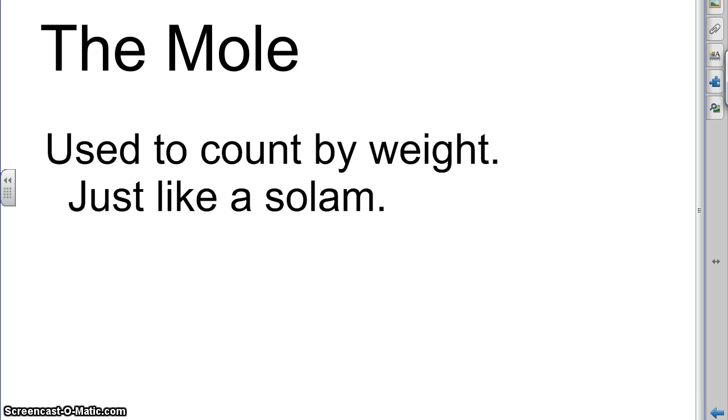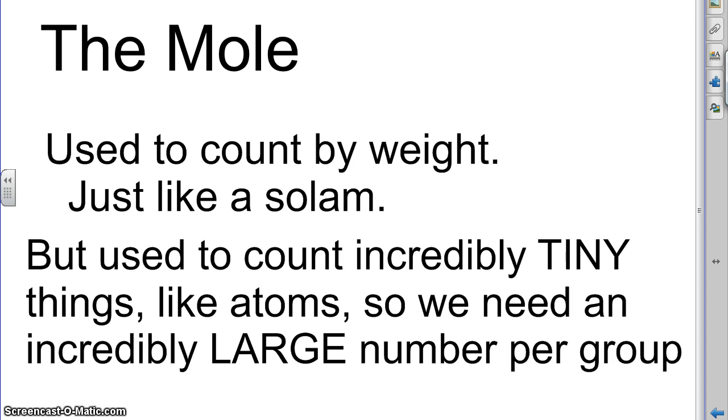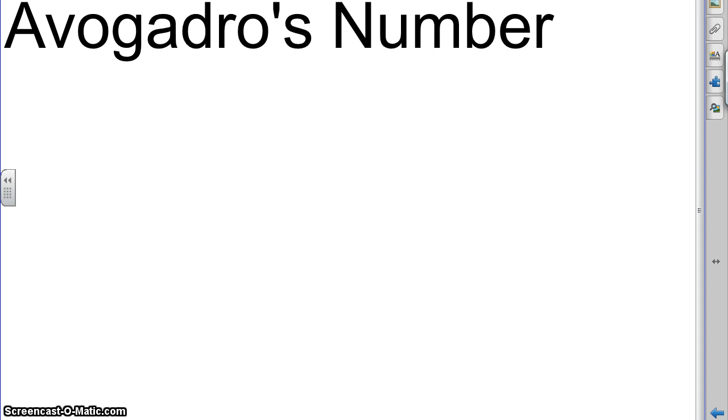So, just like before, the mole is used to count by weight, just like the SOLAM is, because a SOLAM is sort of like a mole. And instead of counting things like beans in groups like 158, we're going to count incredibly tiny things like atoms. So we need an incredibly large number per group. The tinier the thing that you're counting, the bigger the group that you're going to want to count by. And so the group we're going to count by is Avogadro's number.